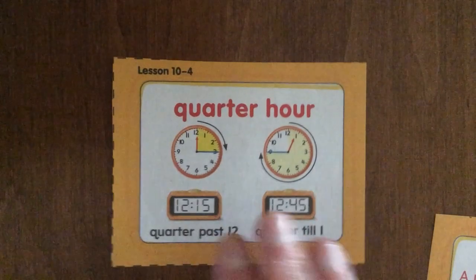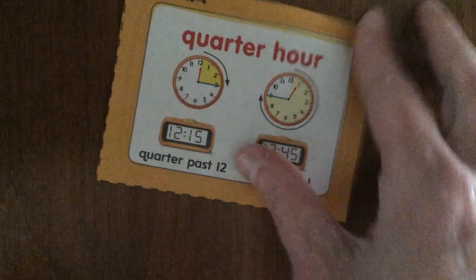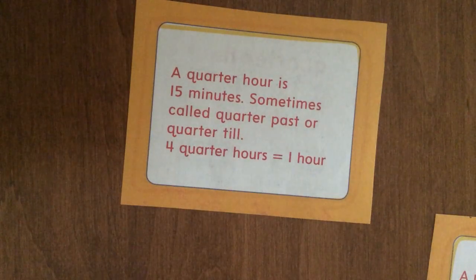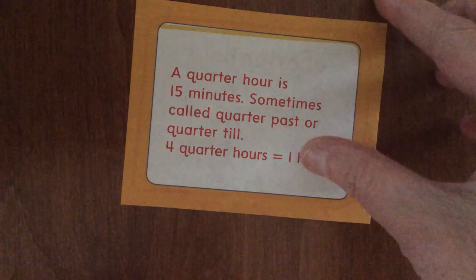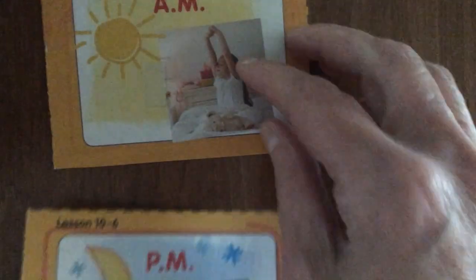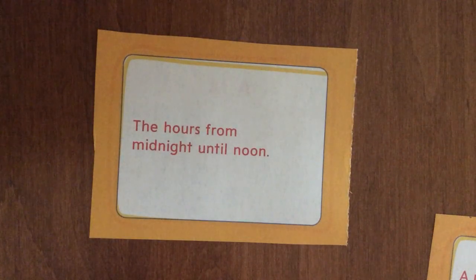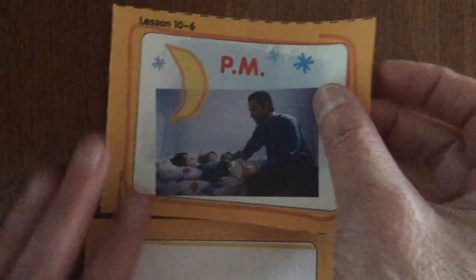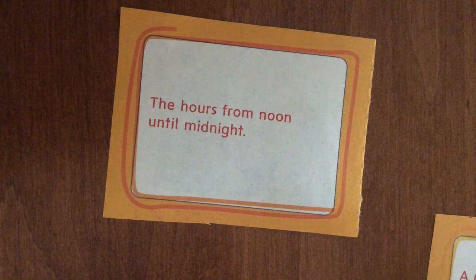Okay, and here's a quarter hour. That's 15 minutes. We'll talk about that as we get into the chapter a little more. A quarter hour is 15 minutes, sometimes called quarter past or quarter till. 4 quarter hours equal 1 hour, just like 4 quarters equal $1. And then the last two are AM, which means at morning, the hours from midnight until noon, and then PM, which means past morning. And those are the hours from noon until midnight. Okay, so we'll talk all about that as we continue in our math.